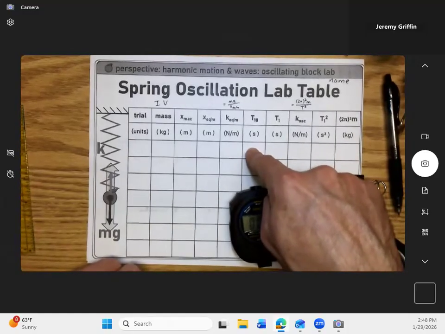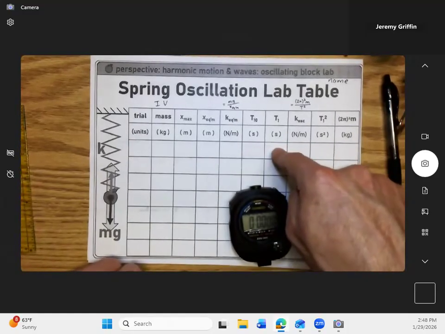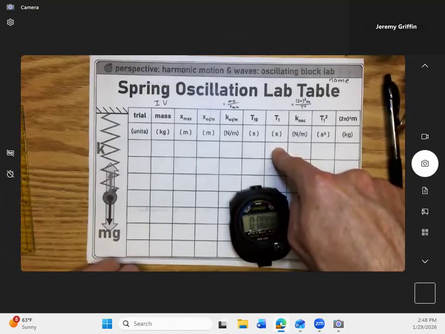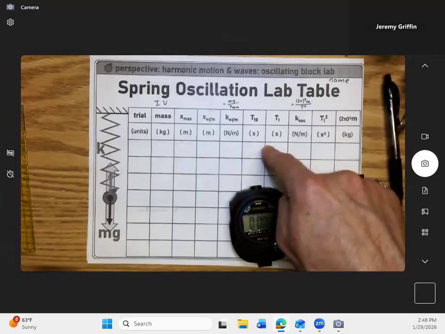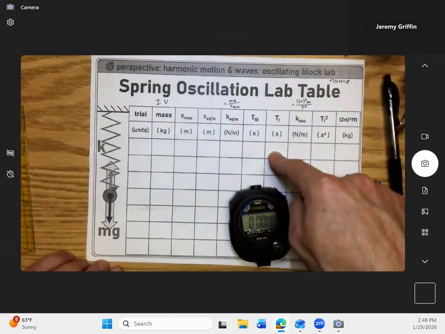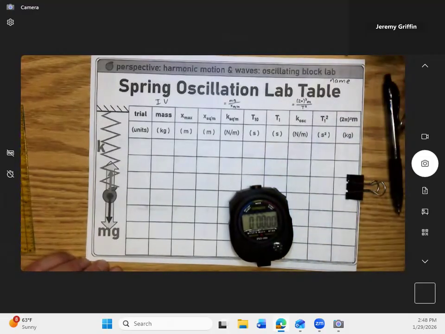If it takes 7 seconds to do 10 oscillations, how much time does it take to do 1 oscillation? How about 0.7, right? You just divide by 10. 7 divided by 10 would be 0.7. Right. All right, so now what?